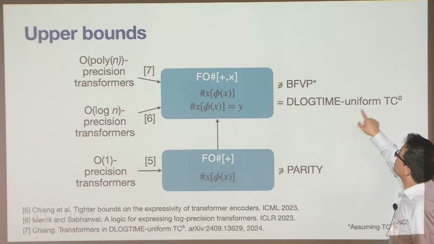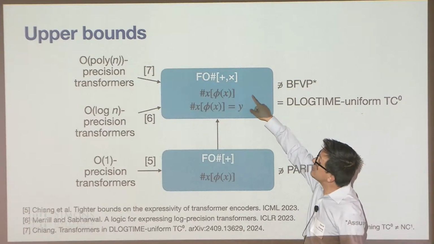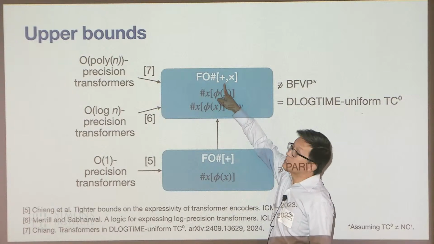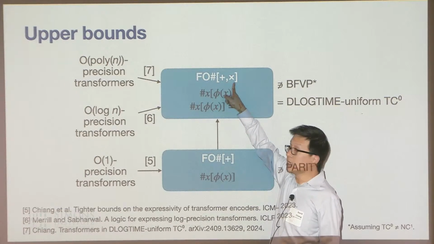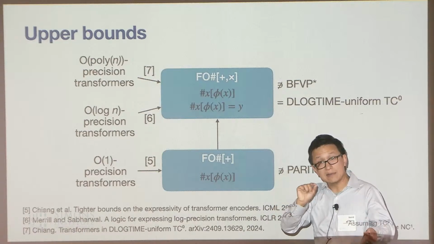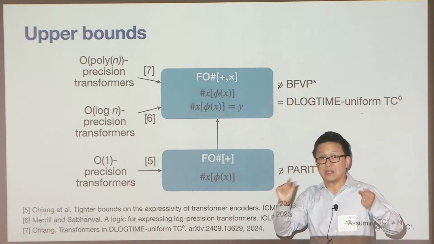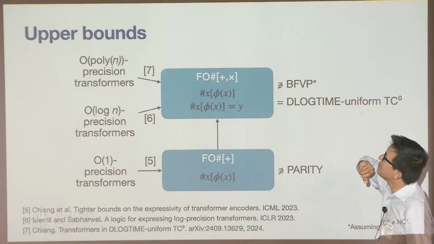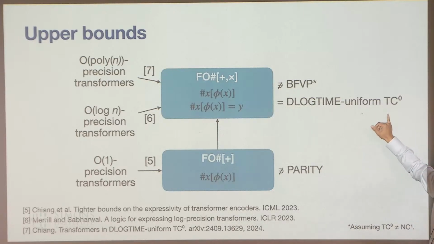Okay, the logical counterpoint of uniform TC0 is this first order logic. It has a counting operator. It has plus. It also has multiplication, and it has the ability to treat positions as counts and counts as positions, which is a really, really important property. So we're calling that FO[#, +, ×], and that's equivalent to uniform TC0.